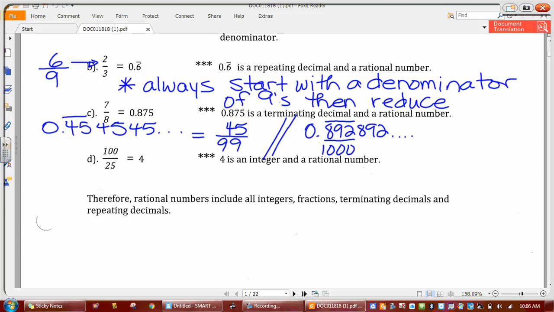Count how many digits are repeating. That's how many 9s you need on the bottom. So this is going to be 892 over 999. That's how it would start as a fraction and then get reduced. Okay, so that's how you always deal with repeating numbers.